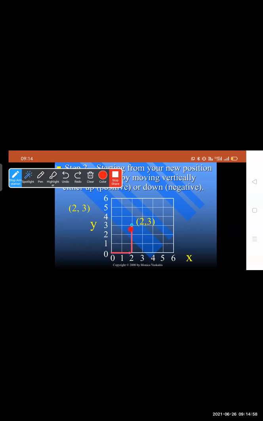First step is find the x value. So here we draw 2 here, and second is 3, then 1, 2, 3. So here is the point. In this way, we plot an ordered pair on a grid.